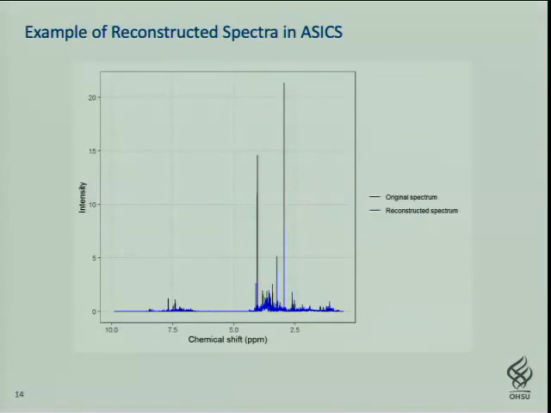So here is an example of a reconstructed spectrum. And this is just a zoomed out image of it. As you can see, it looks like a relatively good fit. The black line, which is the original spectrum, looks to fit the blue line fairly well.